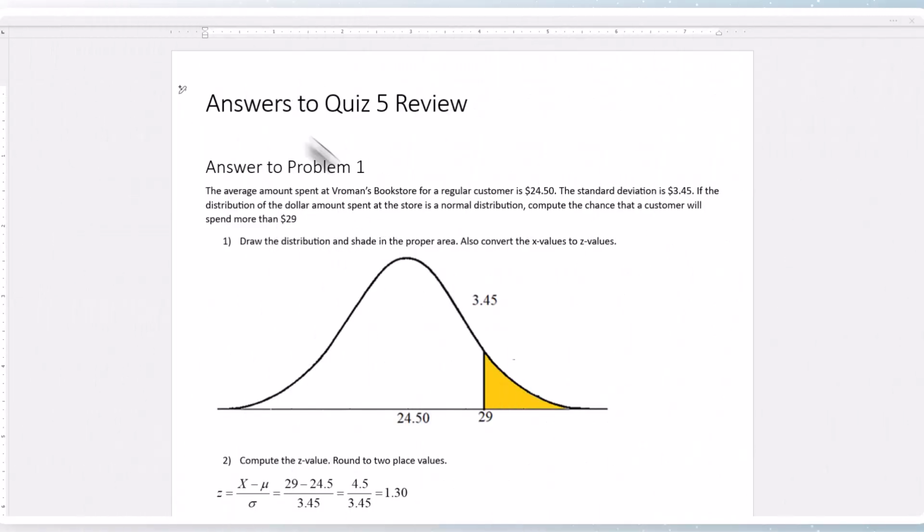Hello, in this video I will review the answers to the Quiz 5 review. So the first problem states the following. The average amount spent at Vroman's bookstore for a regular customer is $24.50. The standard deviation is $3.45. If the distribution of the dollar amount spent at the store is a normal distribution, compute the chance that a customer will spend more than $29.